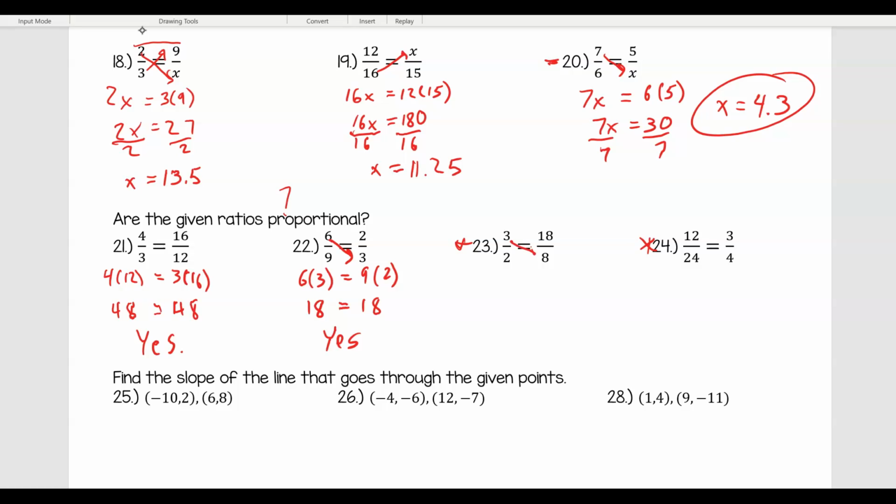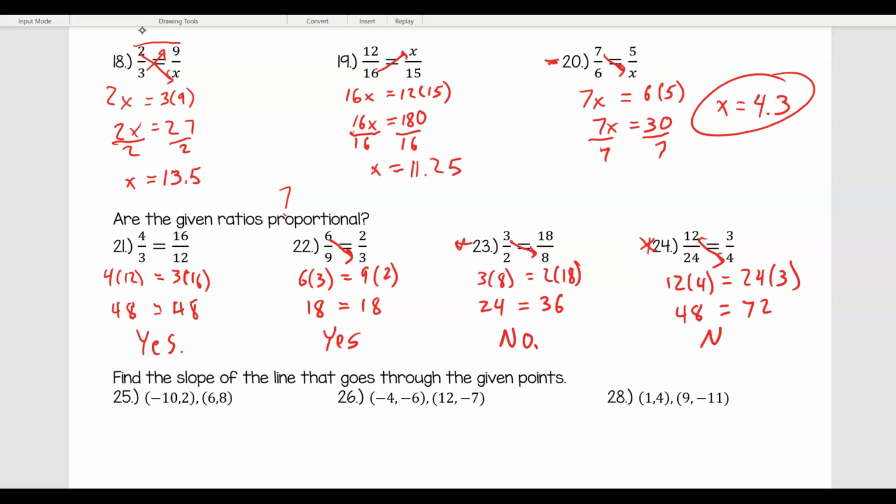So if we did these correctly, I would take 3 times 8, and I want to see if 3 times 8 is equal to 2 times 18. 3 times 8 is 24. Is that equal to 2 times 18, which is 36? No. Okay, so those are not proportional. Here we have 12 times 4, and we would like to know if that's equal to 24 times 3. Okay, so 12 times 4 is 48. Okay, 24 times 3 is 72. So this is also a no.